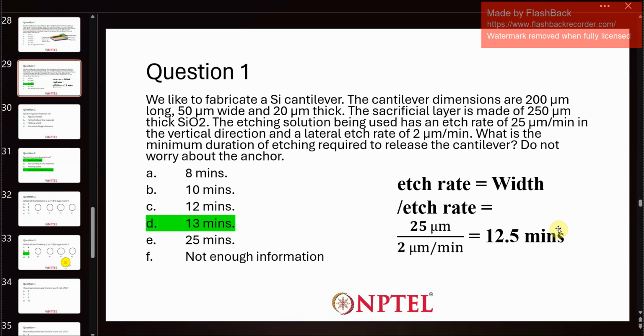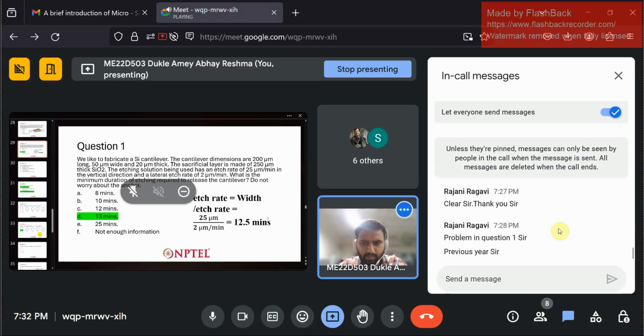So the half of the width is what matters to us, and I already explained why only the lateral etch rate matters. We don't care about the vertical etch rate. From that, to get the time, we take the width we need upon the etch rate. That is 25 micrometer upon 2 micrometer per minute, which is 12.5 minutes. So the closest time is 13 minutes. That is the answer. Was I clear in this? Anything that was unclear, please tell me.